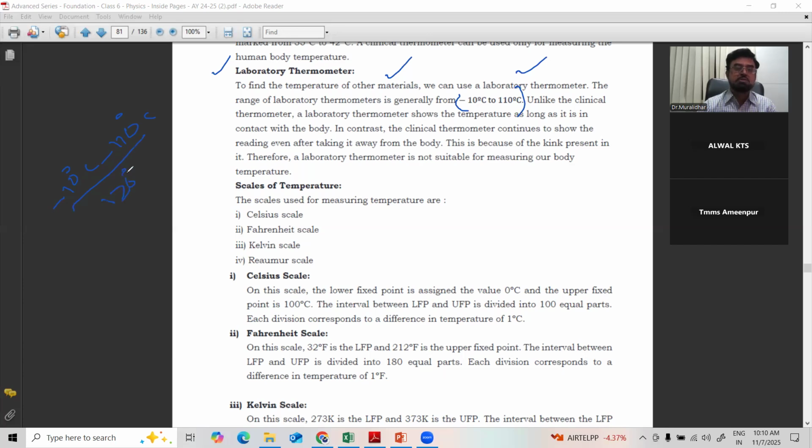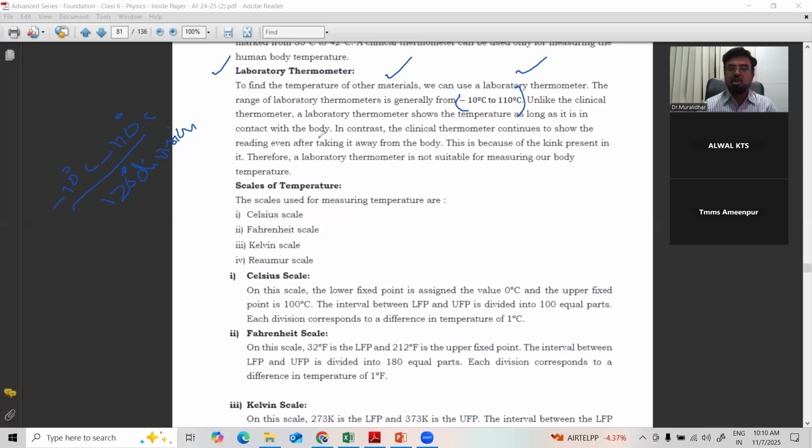So what is the total number of divisions here? 120 divisions. The thermometer is divided into 120 divisions, starting from minus 10, minus 9, minus 8, minus 7, minus 6, minus 5, minus 4, minus 3, minus 2, minus 1, 0, 1, 2, 3, 4, 5, 6, up to 110. So totally 120 divisions you can find in the laboratory thermometer, and you can measure temperature up to 110 also.